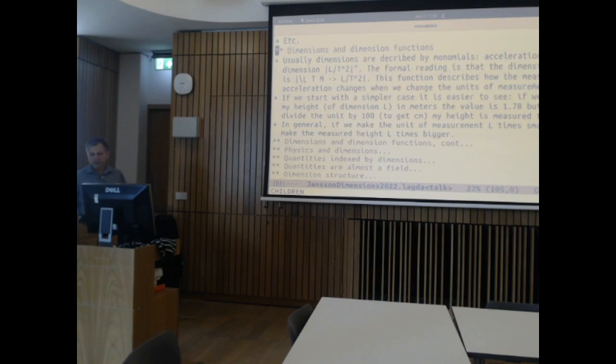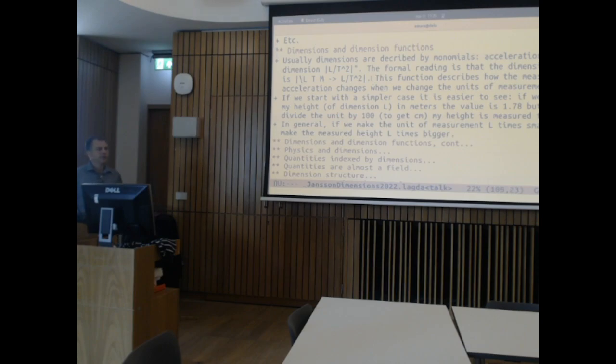Usually if you look at a physics book, or even the classical book by Barenblatt about dimension analysis, when they talk about dimensions they say things like acceleration has dimension L over t squared. The formal reading there would be that there is a function from LTM to L time over t squared. So this is the dimension function.